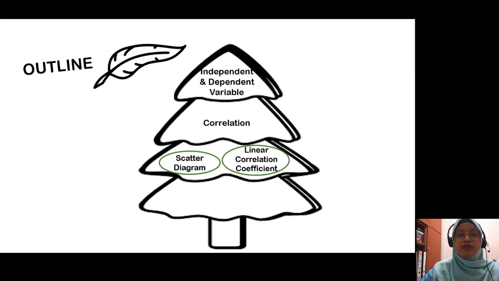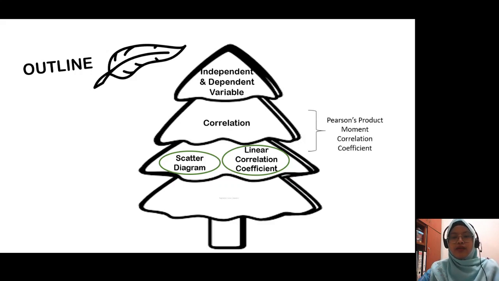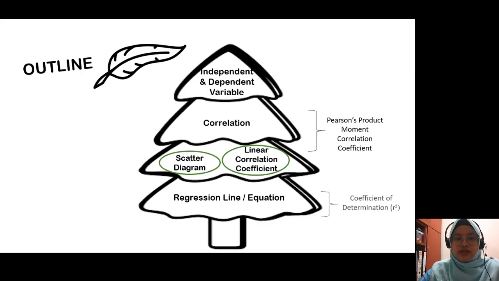So we have the formula to find the linear correlation coefficient or R value. And the third one is the regression line, or we can say the regression equation. So how to find the equation? We have to use the linear equation. Before this you have learned y equal to mx plus c. But in this chapter, we just change the alphabet. Instead of y equal to mx plus c, we use y equal to a plus bx.